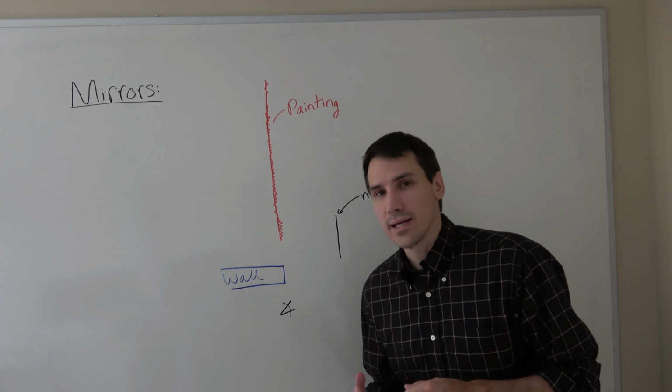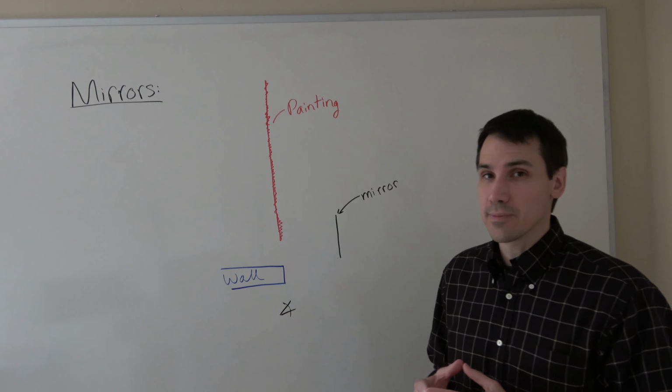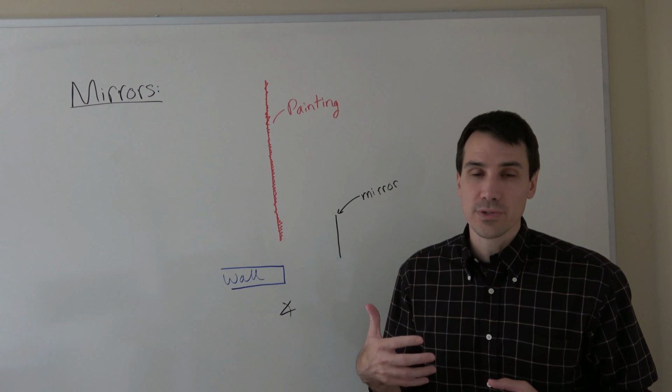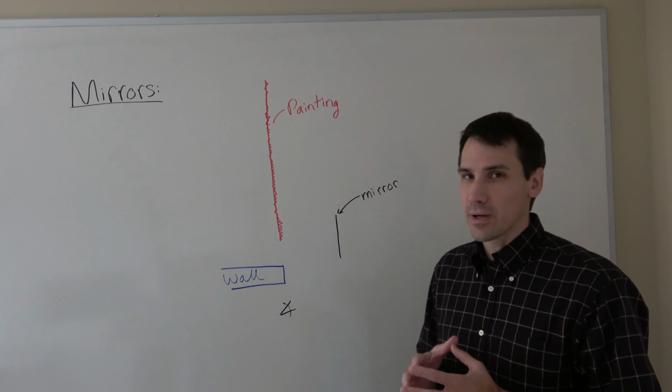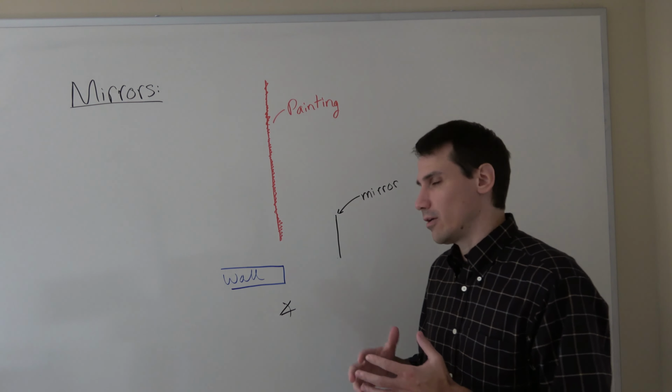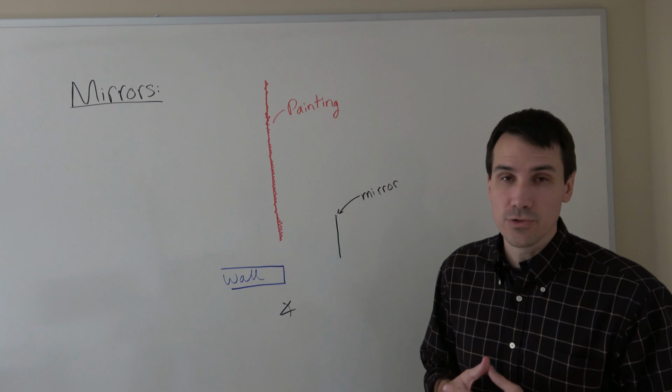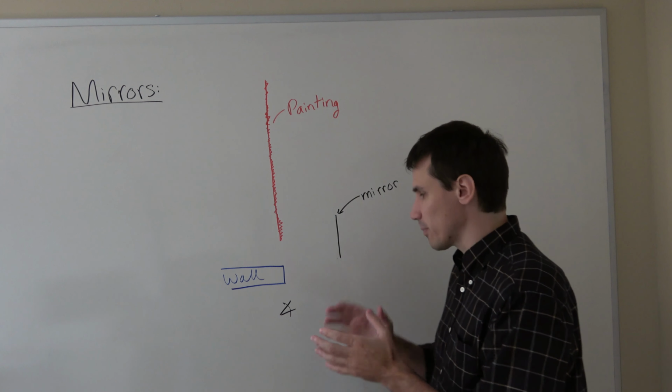In this video, we're going to take a look at an example of attempting to look around a corner using a mirror and try to figure out how much of a painting we can see using this mirror. Okay, so here's our basic setup.